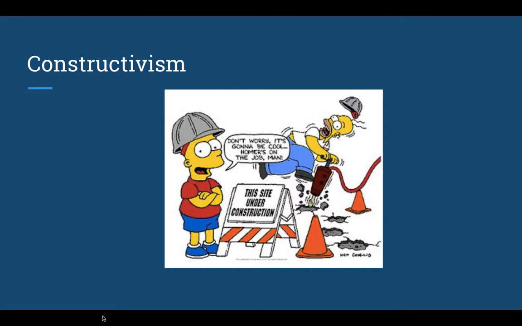So really, in a nutshell, what constructivists believe is we know something about the world around us. And so we have this construct. In this cartoon, Bart has this idea that, don't worry, it's cool, Homer's on the job, man. So he's got this construct, this belief about his dad, everything's going to be okay. But that is going to be tested when he looks at the context and the new information that he's getting when he sees how Homer's kind of blowing it, right?